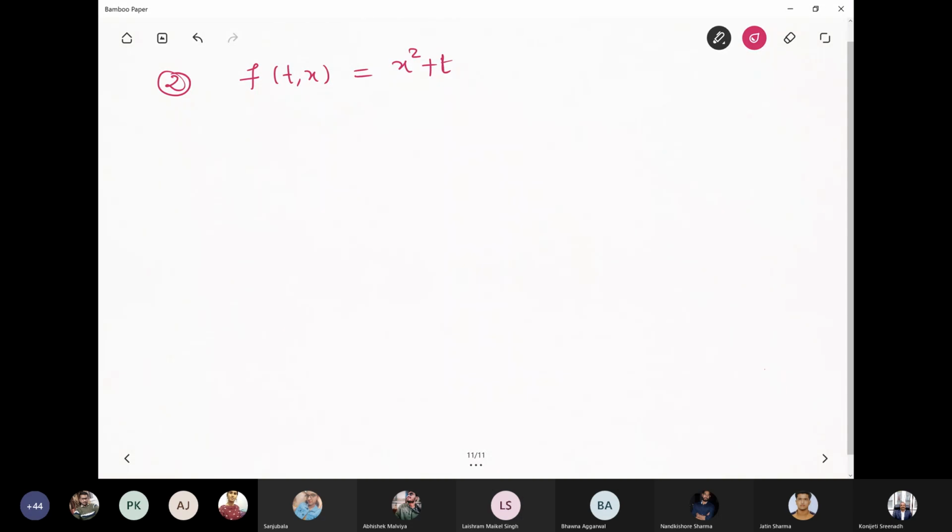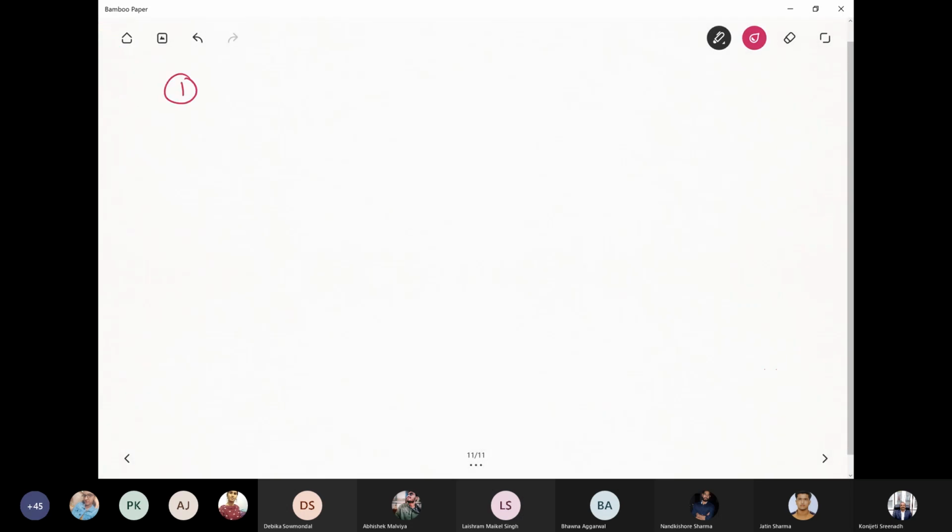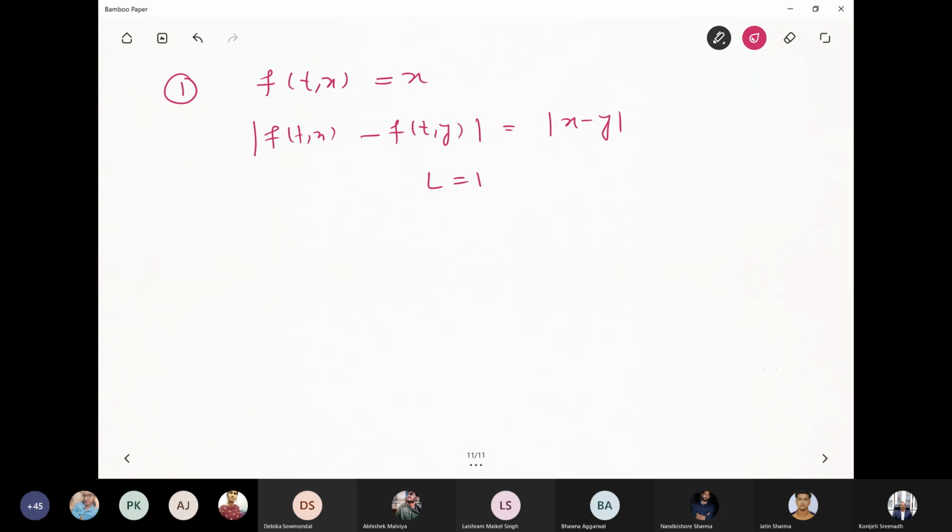Please repeat the first example. Let me write the first example. What is the first example? f(t, x) equals x. In this case, if I write f(t, x) minus f(t, y), that is going to be mod x minus y. So in this case, L equals 1. I can simply say L equals 1. So this is a Lipschitz function.